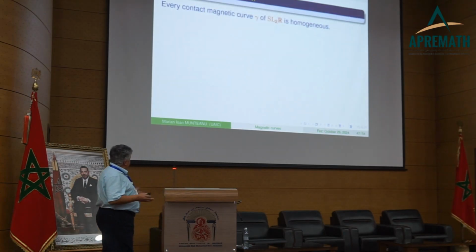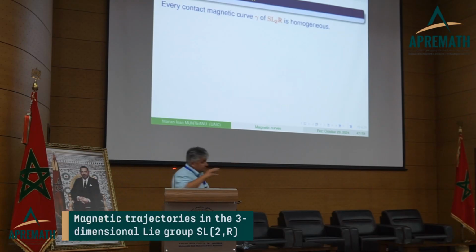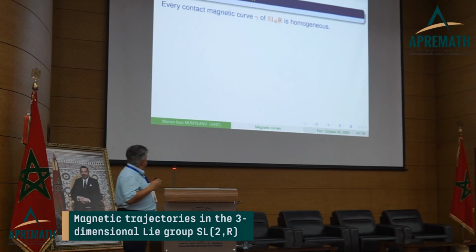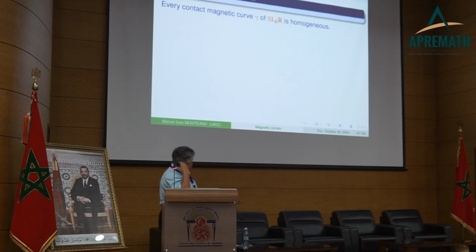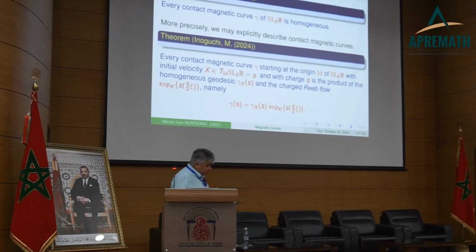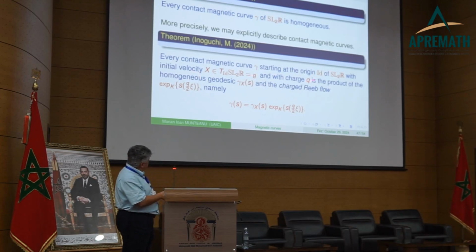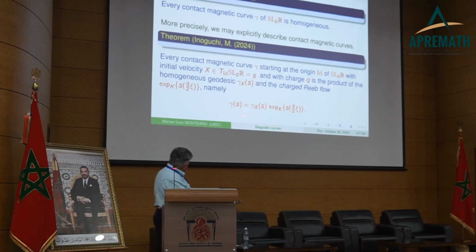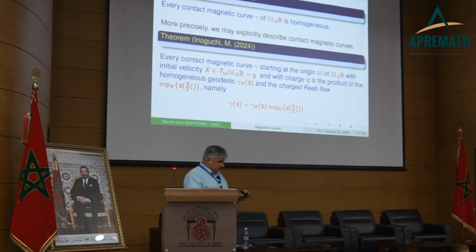So I said that gamma is not of the form exponential of tX, but we still have that every contact magnetic curve in SL2R is homogeneous in the following sense. It is very related to homogeneous geodesics. Every contact magnetic curve gamma, starting at the origin and with charge Q, is a product of the homogeneous geodesic gamma X and the charge vector field flow. So it is a product between a homogeneous geodesic and something fixed. So it is almost homogeneity in this sense.